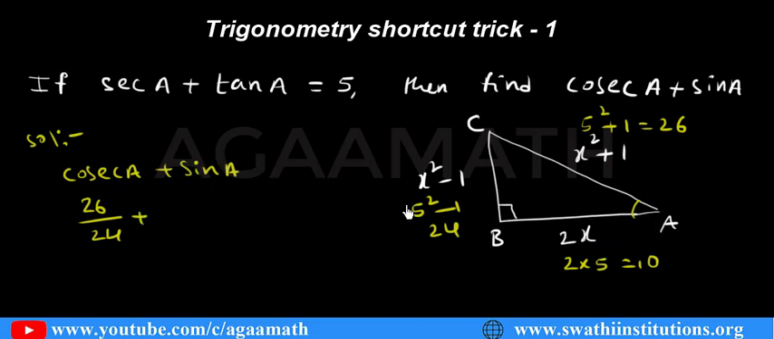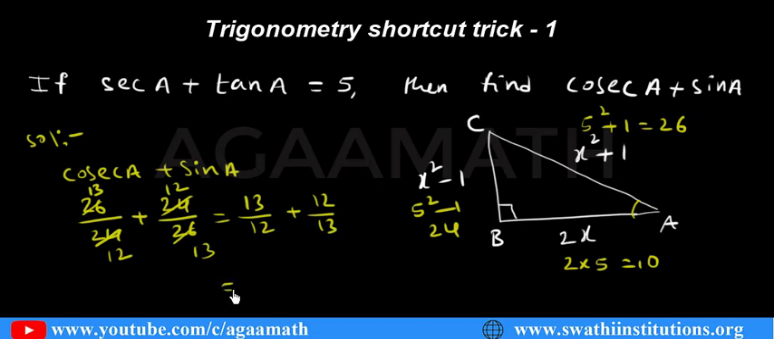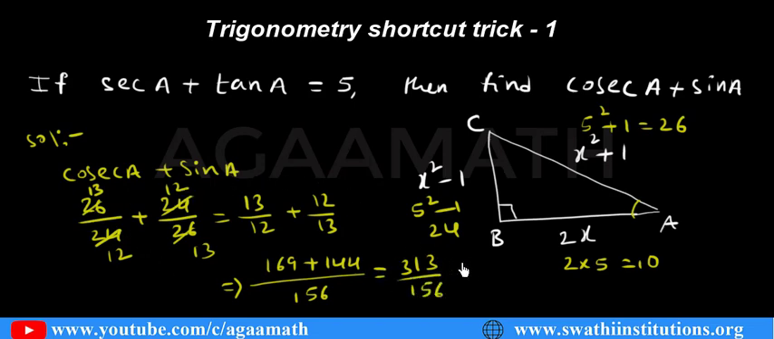Sin A is opposite by hypotenuse, which means 24 by 26. Now if you solve it, 26 is 2 times 13 and 24 is 2 times 12. So what do you get here now? It is 13 by 12 plus 12 by 13. If you take the LCM, you get 156. So 13 times 13 is 169 plus 12 times 12 is 144, which gives 313 by 156. Here this is the answer. So cosecant A plus sin A is nothing but 313 by 156.